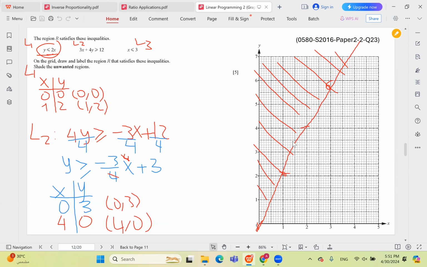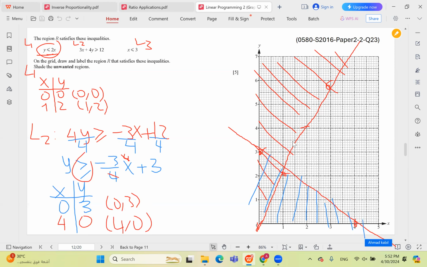So 0, 3 is this point here, 4, 0 is this point there, roughly, and you just draw a line that joins them together. In our case, we want y to be greater than, so we don't want anything below this line. So let's just shade everything below this line.